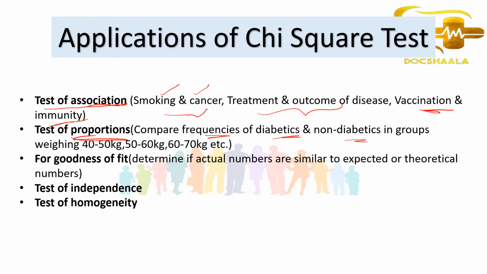So we compare frequencies of diabetics and non-diabetics based on groups of weight, like 40 to 50 kg persons, 50 to 60 kg persons, 60 to 70. It's random surveys we do, so we just test the proportions there.